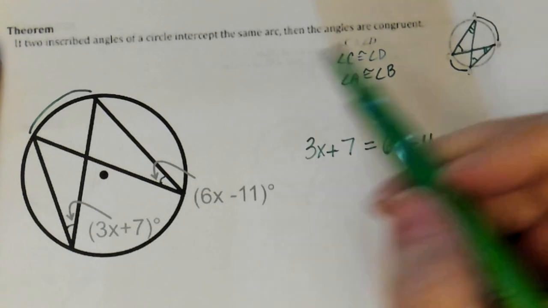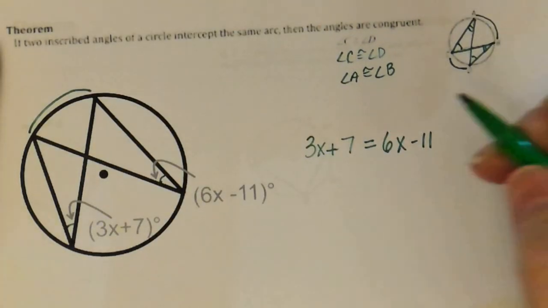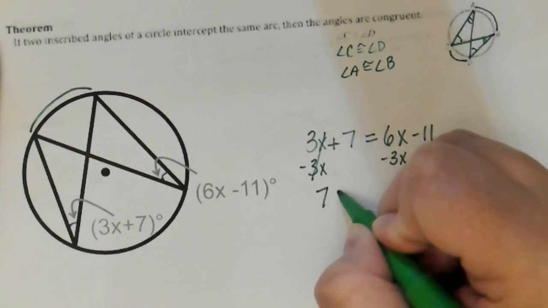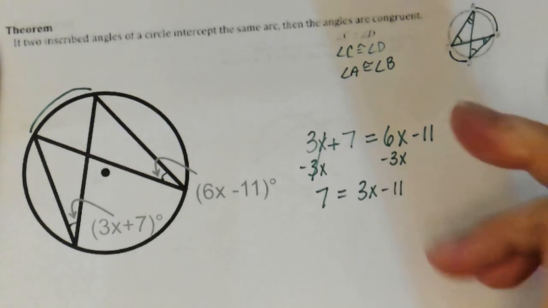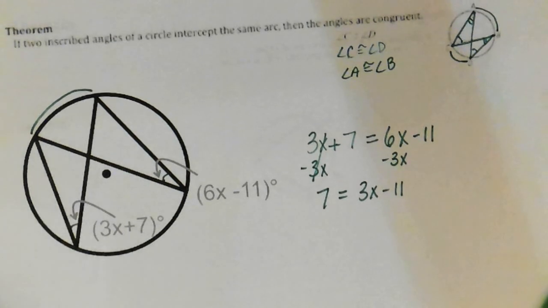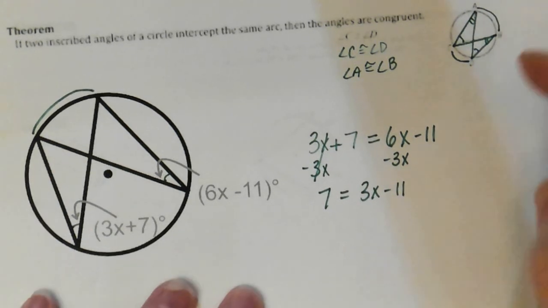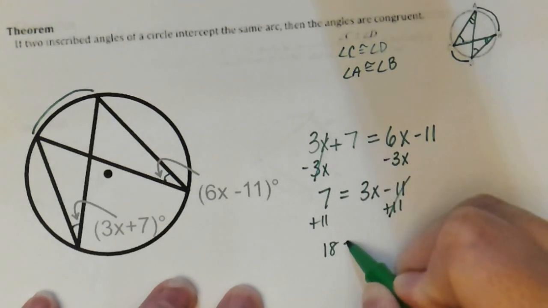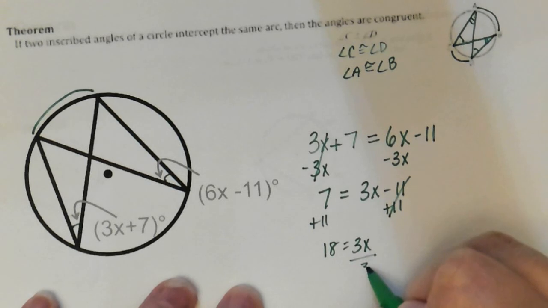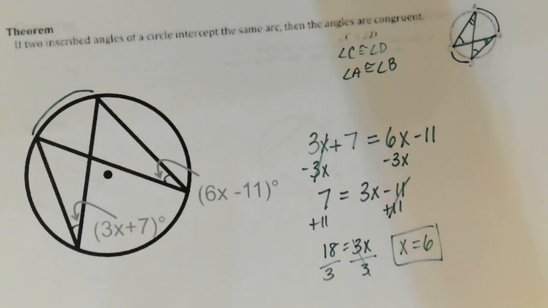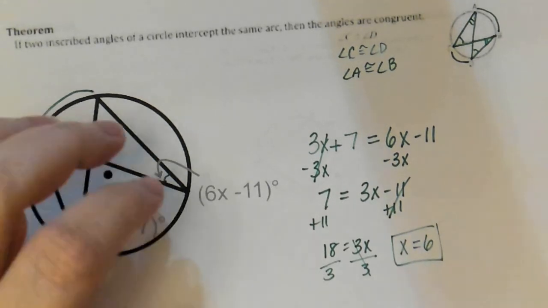Okay. If the angles are equal, then their expressions are equal. So then we just do the algebra to solve for x. So we got 7 equals 3x minus 11. So then we have to add our 11. So we've got 18 equals 3x. We divide by our 3. So x is 6. Okay. This is basically anytime they share an arc.